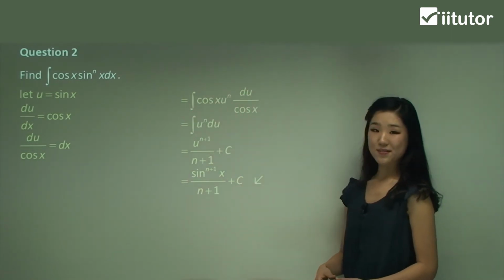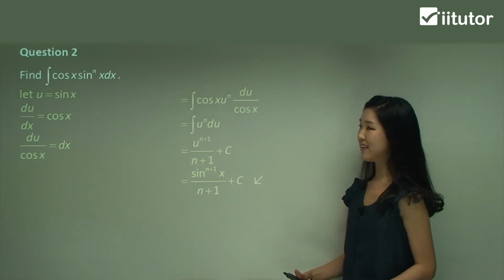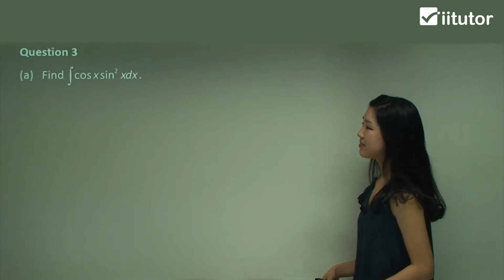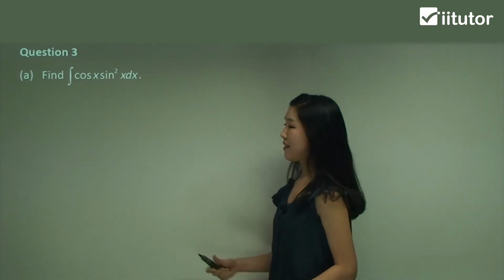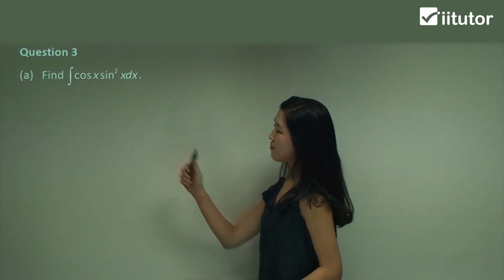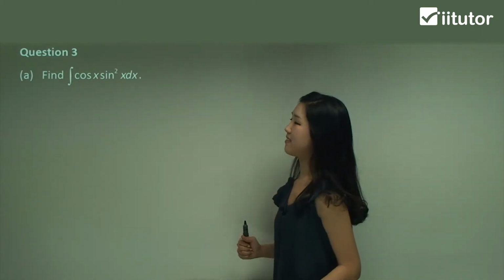And that's question 2. So you can see that's a very similar pattern to question 1. Alright? Let's move on. Question 3. Part A, this one has different parts, so I'm going to start with part A. It says find the integral of cos x sine x squared dx.